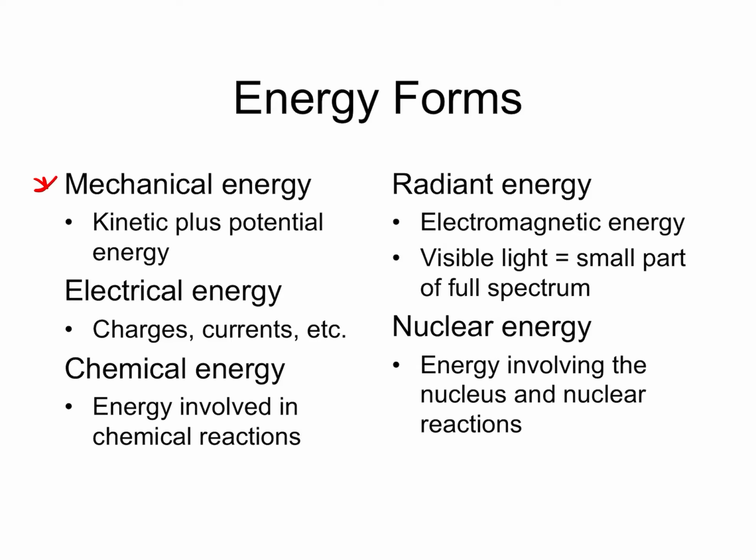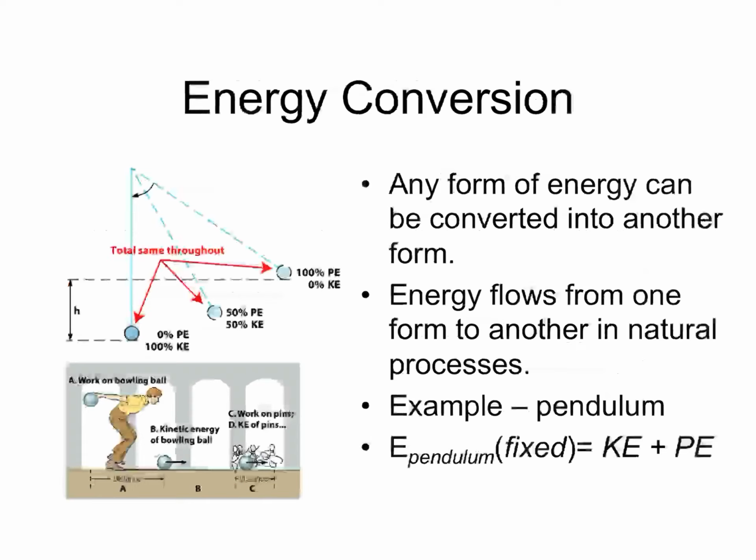You've got electrical energy, which is like your charges and currents. Chemical energy, which involves chemical reactions, which we'll do whenever we get into the chemistry section of our book. By the way, everybody always loves the chemistry section more than the physics section, so something to look forward to. Radiant energy, this is like our electromagnetic scale, which we will go through in another video. And then nuclear energy, which involves the nucleus of atoms, and of course nuclear reactions.